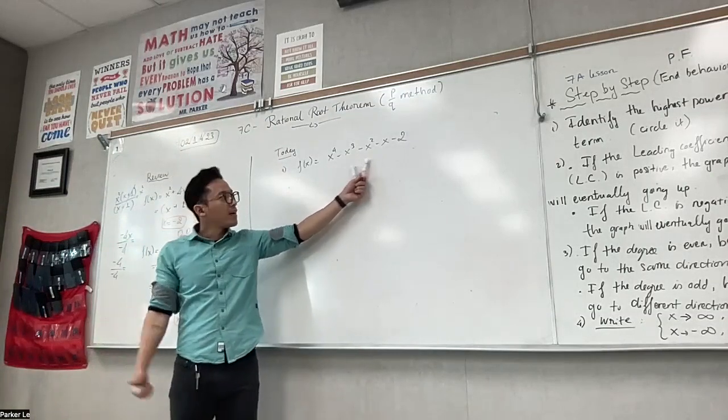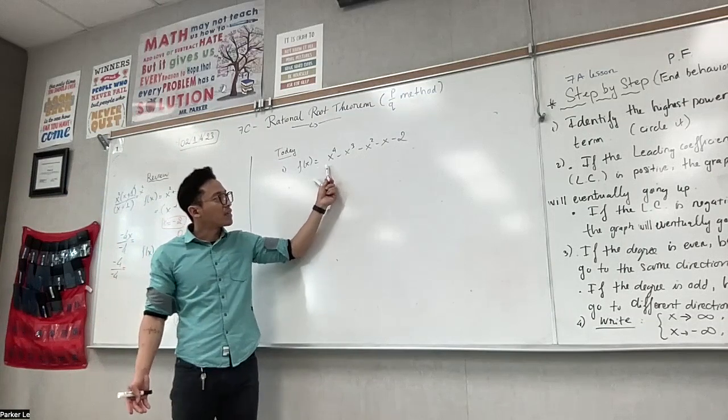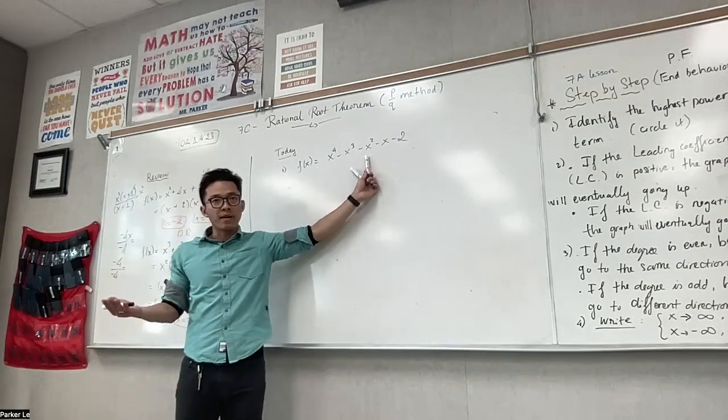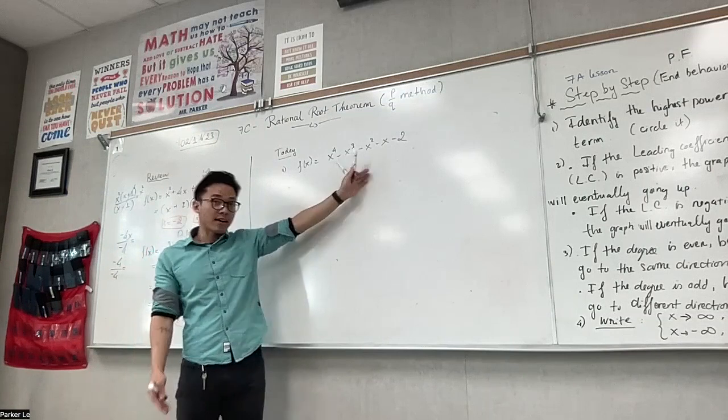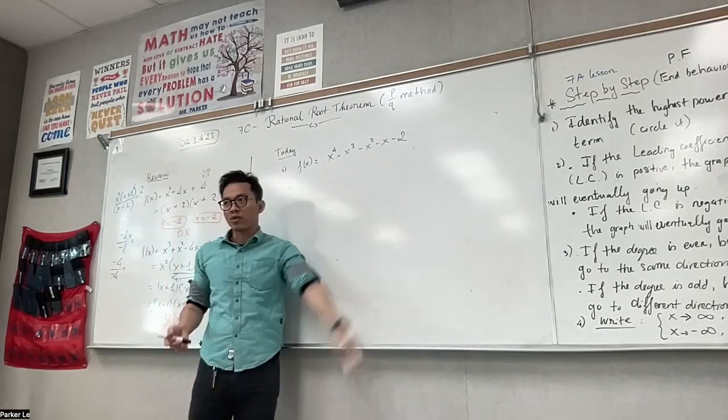No GCF, it's not 3 terms, so no combinations. It's 5 terms, not 4 terms, so no grouping. And this is 5 terms, it's not 2 terms, it's not a formula. So I'm going to use the rational root theorem.